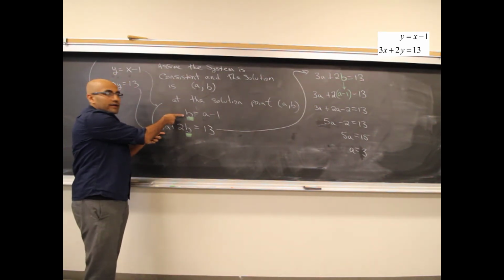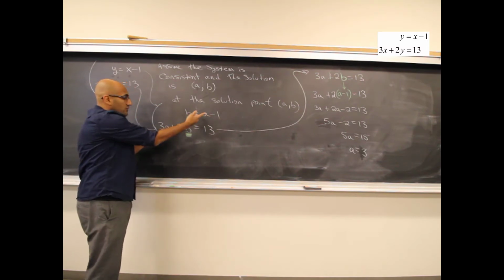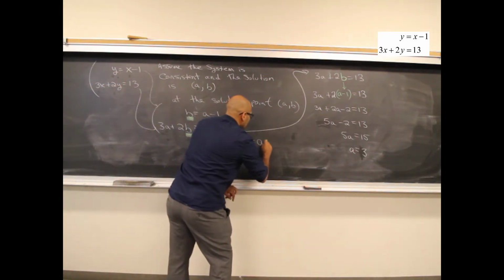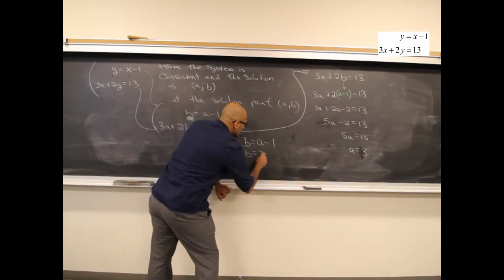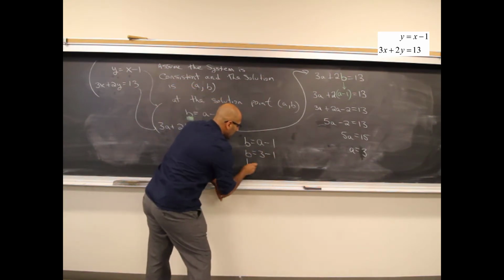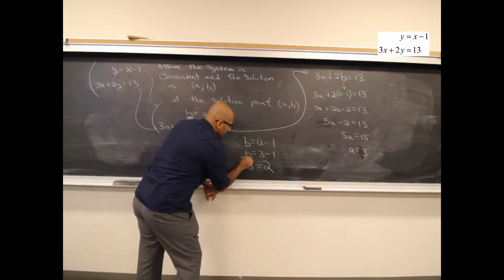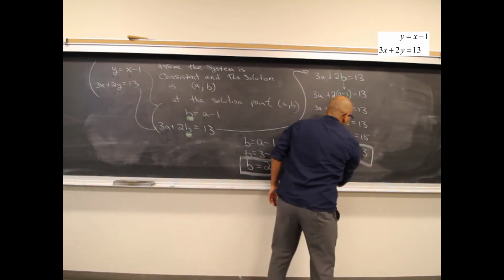Well, this one's easier, right? B equals A minus 1, and we already know what the value of A is. So that makes it easy. I can just substitute A into there. I get B equals A minus 1, and I just discovered that A is 3. So B equals 3 minus 1, or B equals 2. So I have my solution pair: B equals 2, A equals 3.